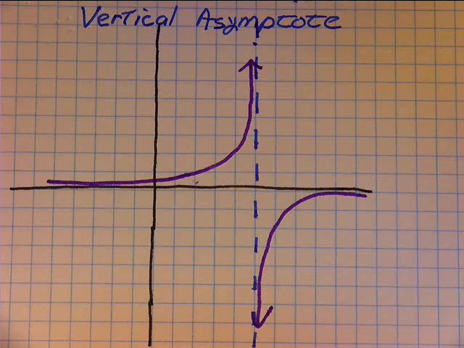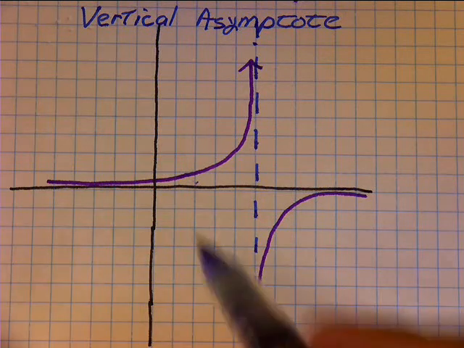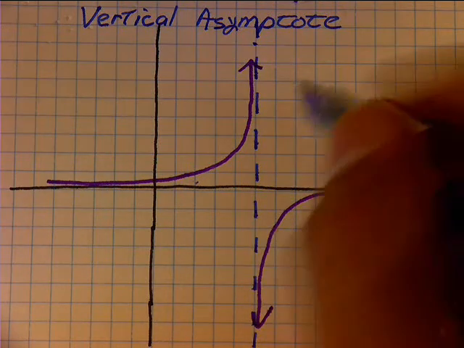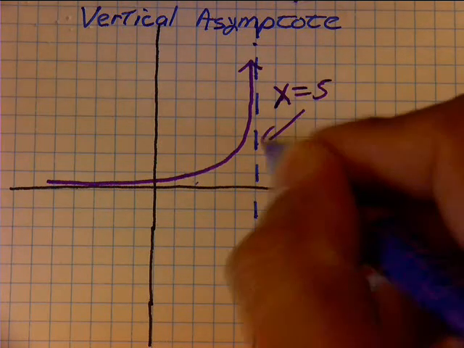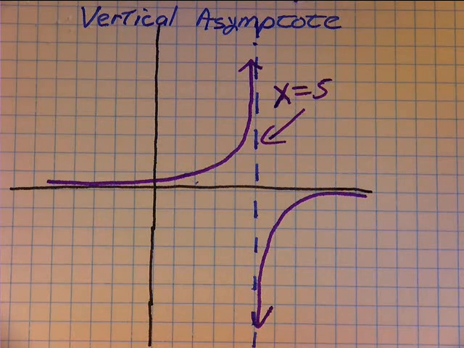A vertical asymptote of a function is a barrier that the function cannot actually reach. In this case, we're looking at the line x equals 5. This barrier forces my function to either approach positive infinity or negative infinity.